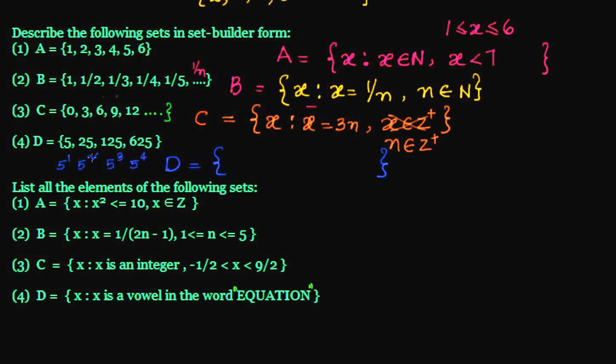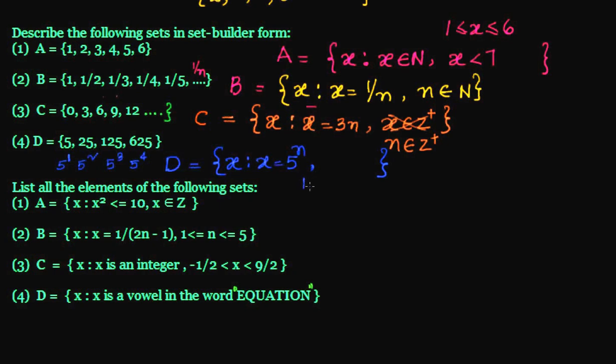That means the values of the powers are between 1 and 4. So I can take that as n and I can say 5 to the power of n. So I will say x such that x equal to 5 to the power of n, comma. If I leave it like that, then it is infinite, right? And I have to specify what values I want for n.